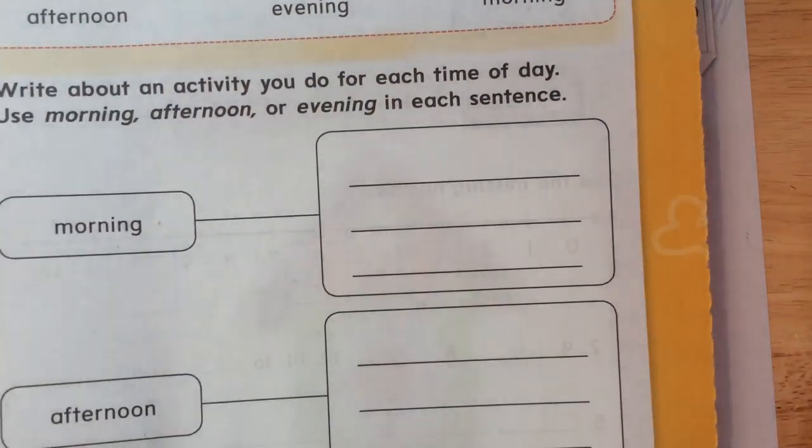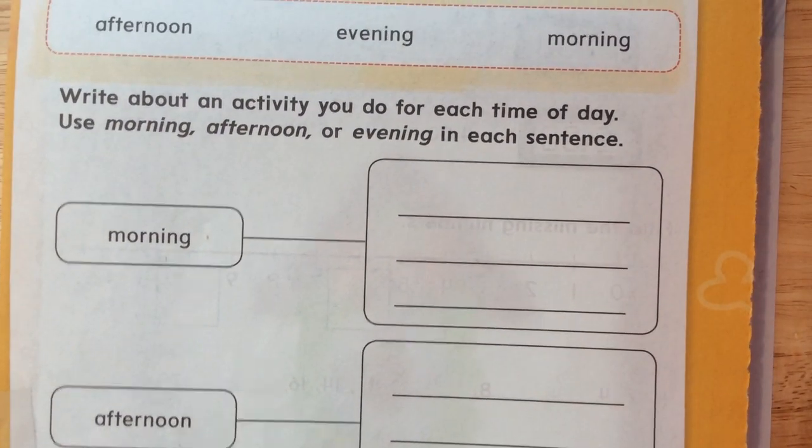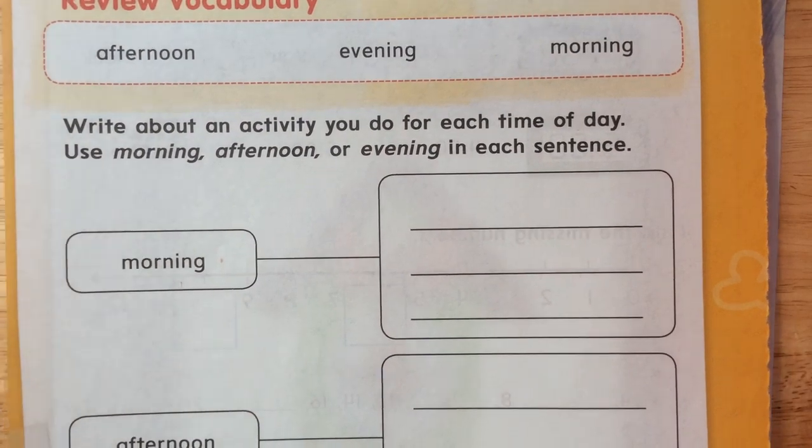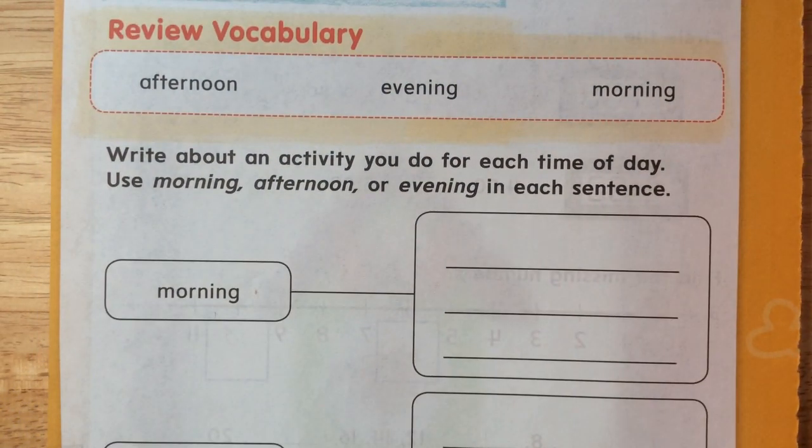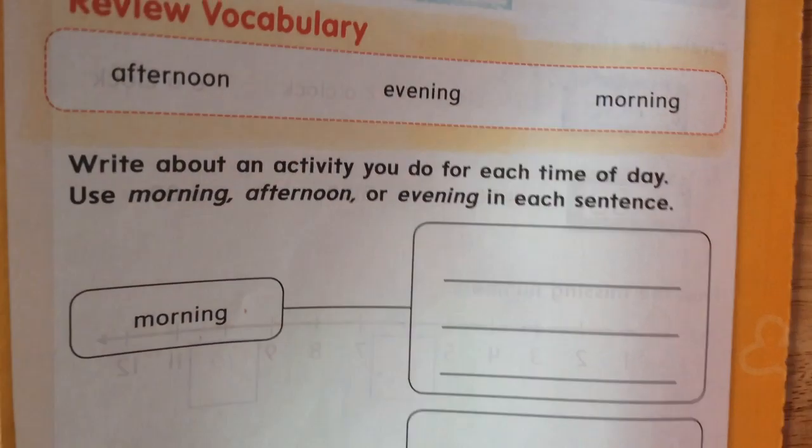And the back side was where you wrote sentences telling me about your morning, afternoon, and evening. And I know we all did different things at different times of the day. So just check yours over, make sure you have capital letters and periods. And if you didn't remember to send it to me on Seesaw, you could do that now.